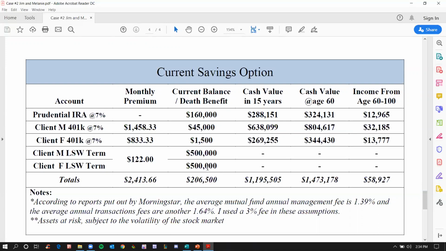You both have term policies. You're spending $120 a month on those term policies already. So the bottom line is you're spending $2,400 a month. And by age 60, you'll have about $1.473 million accumulated. Not bad. Off to a great start. Now that gives you a taxable income of $59,000 a year. But the big problem with that is all that income in the 401k is at risk.